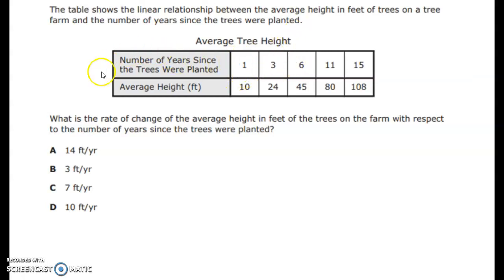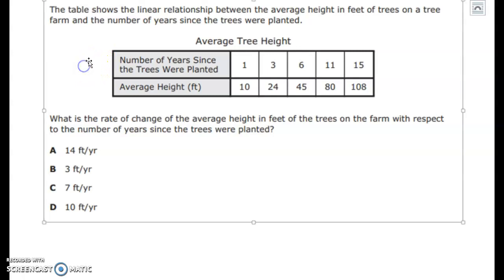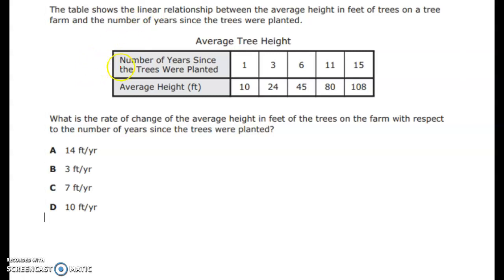Okay, so for our first problem here, it says the table shows the linear relationship between the average height in feet of trees on a tree farm and the number of years since the trees were planted. So if you notice, our first variable here is going to be x, which is our number of years since the trees were planted, and then the average height in feet.